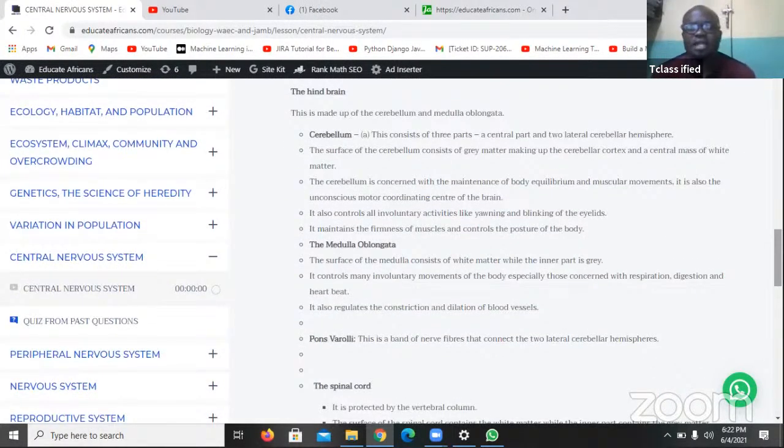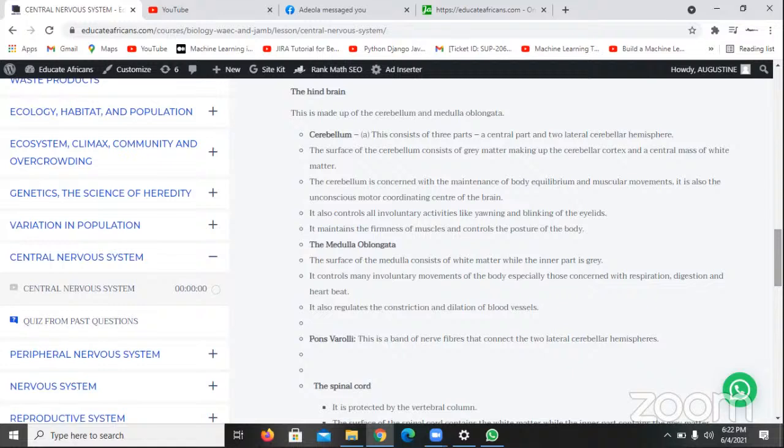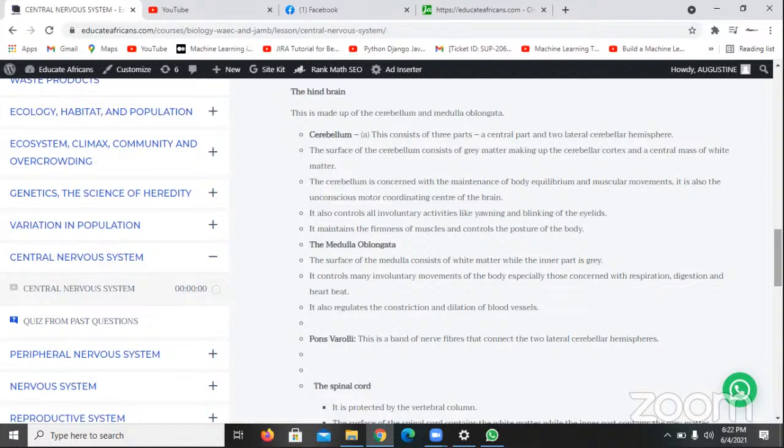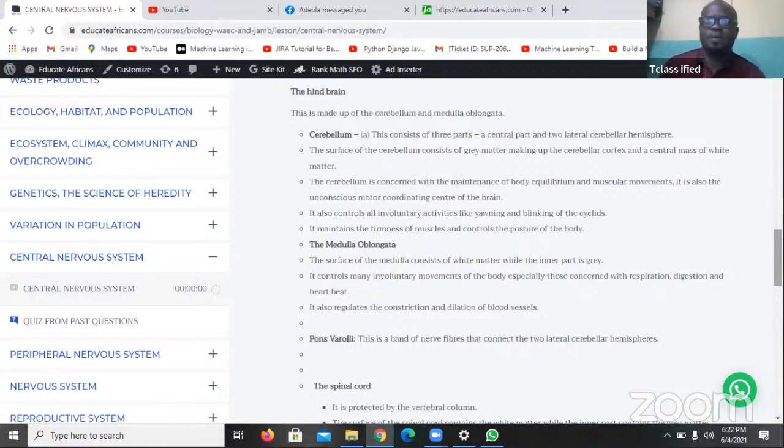The surface of the medulla consists of white matter, while the inner part is gray. It controls many involuntary movements of the body, especially those concerned with respiration, digestion, and heartbeat. You can see that the medulla oblongata is very important as it controls involuntary movements of the body. Those things happen on their own. You don't intentionally want to move them, but they happen. They're involuntary. So the medulla oblongata takes care of the working of systems like respiration, digestion, and heartbeat.